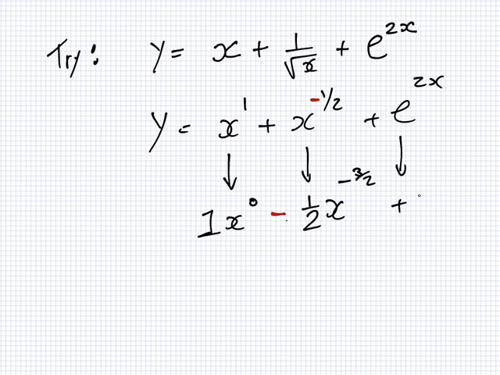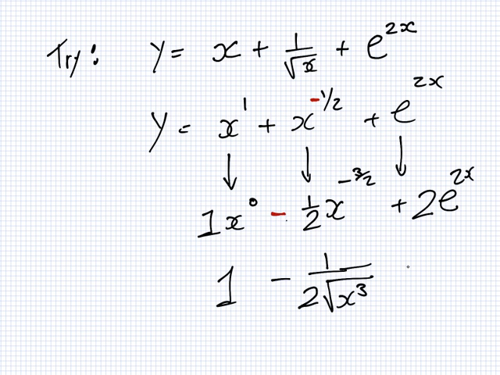And then this one, 2e^(2x). So finally the answer is 1 over 2 square root x cubed plus 2e^(2x). Yeah. Okay.